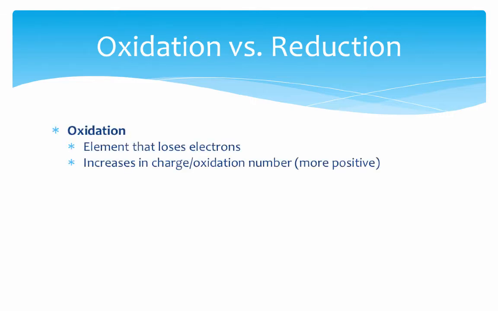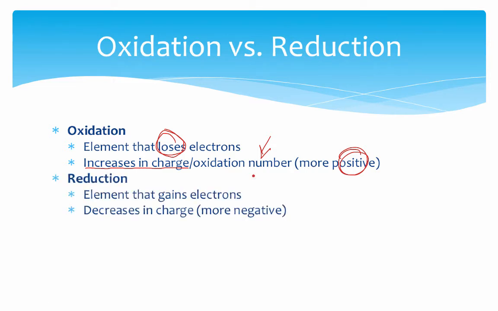In oxidation, and these are very important definitions, we're going to be using these a lot, the element loses electrons. So the element that's oxidized is the one that loses electrons, and as I mentioned before, there is an increase in charge as a result of that. It'll become more positive. Later on, we'll talk about this topic. It'll also be an increase in what we know as an oxidation number.